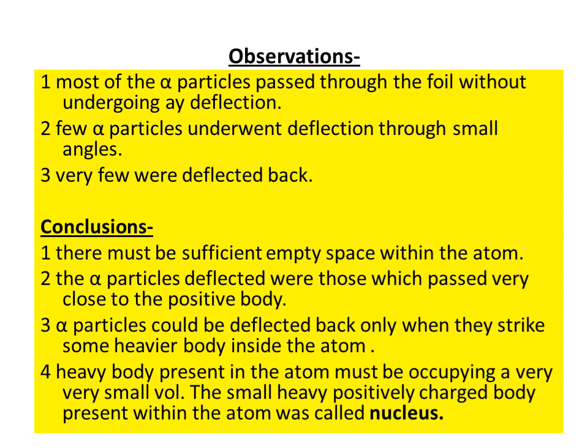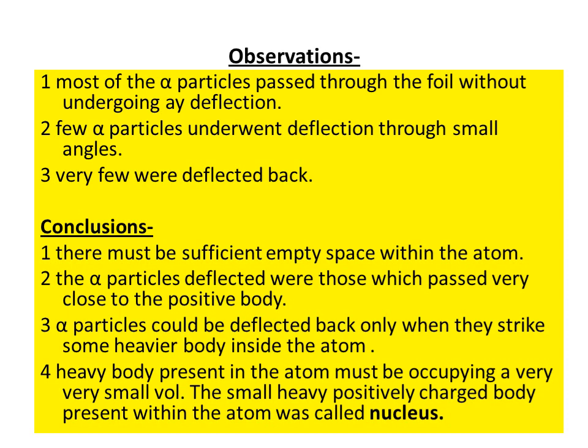From these observations, Rutherford drew the following conclusions. Number 1. Since most of the alpha particles pass through the foil without undergoing any deflection, there must be sufficient empty space within the atom. Number 2. Since few alpha particles were deflected through small angles and alpha particles were positively charged particles, these could be deflected only by some positive body present within the atom. The alpha particles deflected were those which passed very close to the positive body.